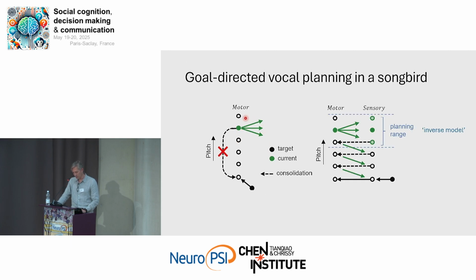So what birds can do then is, this is more or less the last figure. If you have a bird that sings up here in this particular range of pitch, then they can plan to change the song in this pitch. So this is the range of the inverse model. This is the range within which they can make changes to their songs.